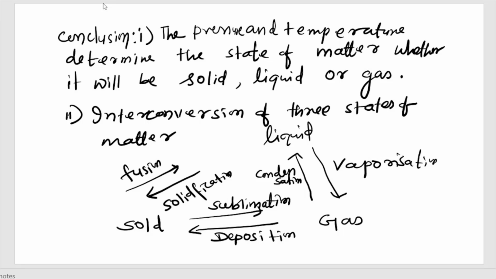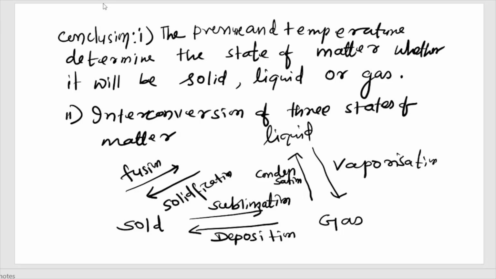We will start from solid. Solid on sublimation changes to gas. Gas on deposition changes to solid. Deposition means giving a cooling effect. Then fusion: solid changes to liquid on heating. Liquid changes to solid on solidification. Condensation: gas condenses to liquid. Liquid on evaporation gives gas.